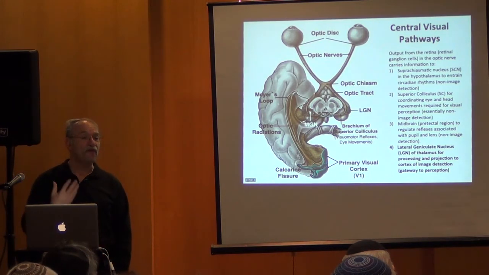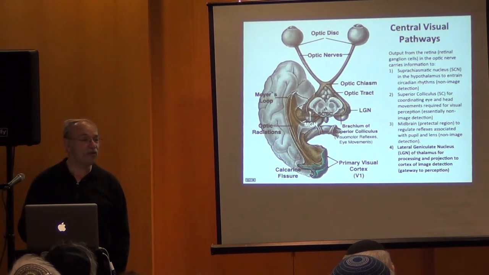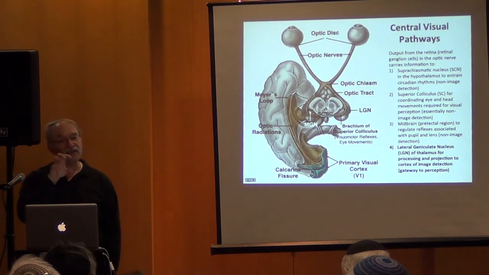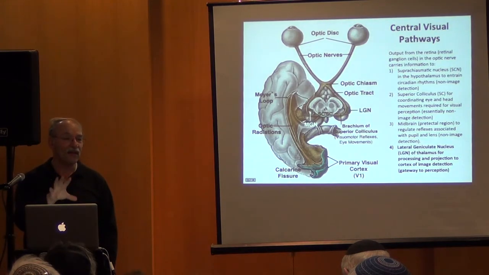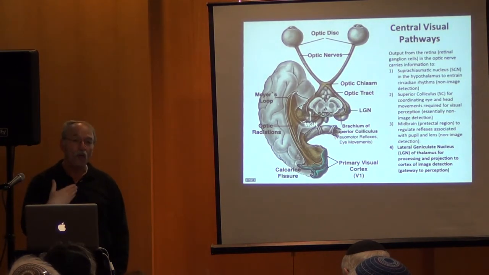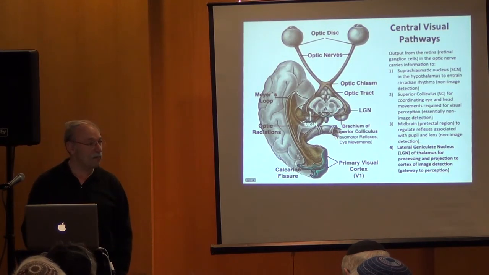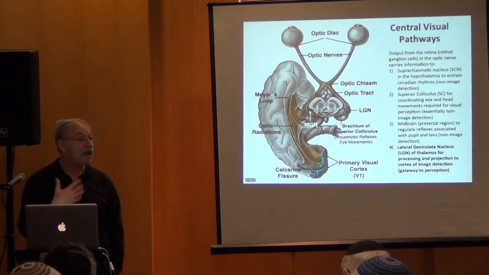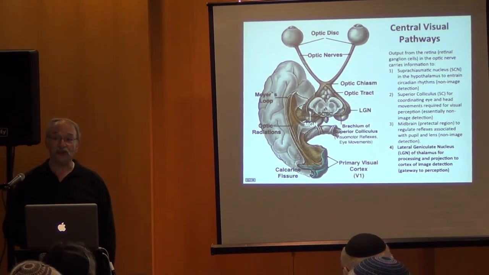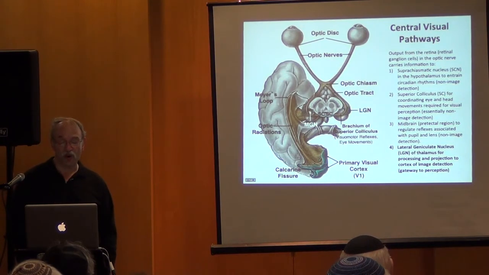Accommodation, the ability of the pupils to change their diameter with high light or low light, or the lens to change its thickness so you can accommodate the things that are close and the things that are far, are also mediated directly through the output of the retina and are completely not in our control. It happens purely automatically. So a significant amount of the output of our eyes of visual information is completely deterministic. What about the part that's determined? Well, about 80% or so of our information from our eyes eventually reaches the cortex for visual perception.